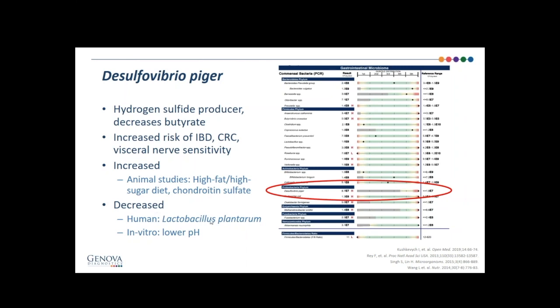Desulfovibrio is decreased with Lactobacillus plantarum. The study with Lactobacillus plantarum was on humans, where they took the probiotic for 4 weeks and saw a statistically significant decrease in the D. piger bacteria. So I want to touch on this concept for a minute.